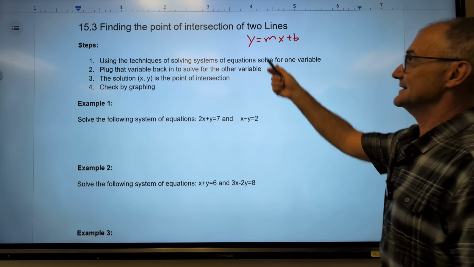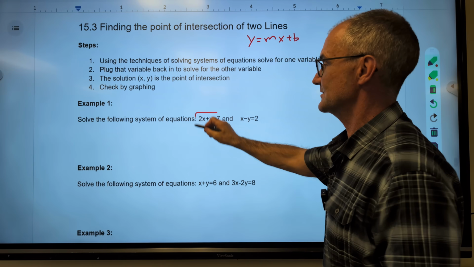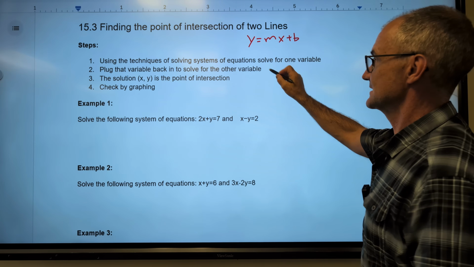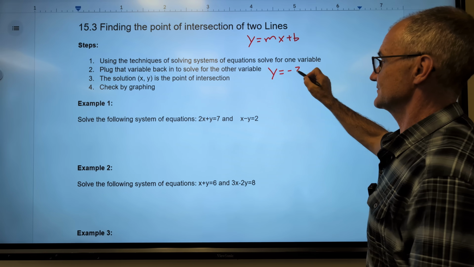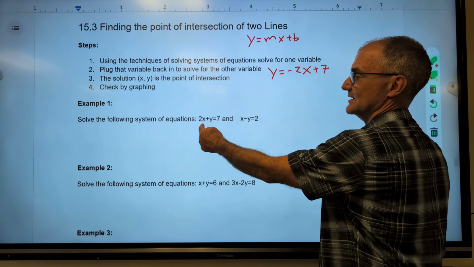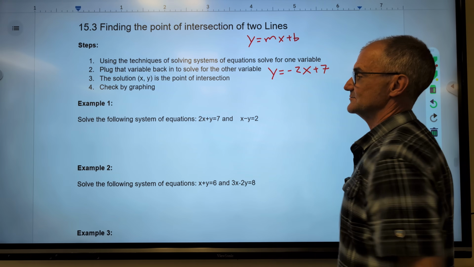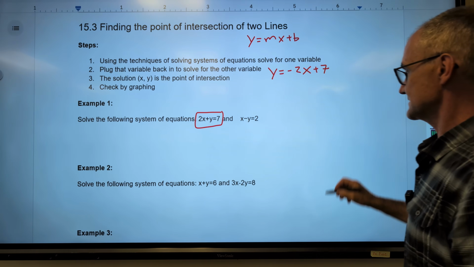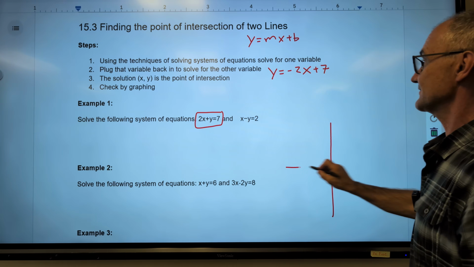I am going to put them in that form. So I'm going to do this one first, and I'm going to subtract 2x from both sides to get y equals negative 2x plus 7. I subtracted 2x from here, that canceled. I have to subtract it from there. So there's my first equation. Let's go ahead and graph this.